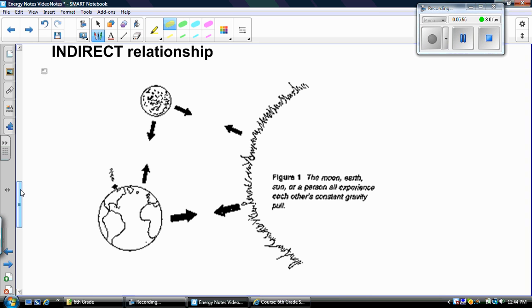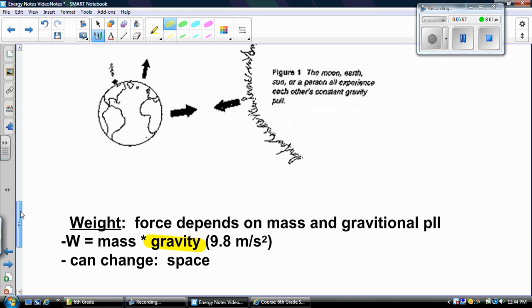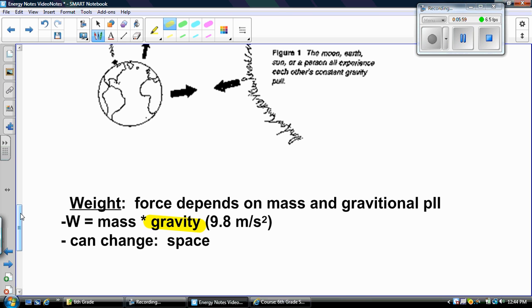So if we were to travel to the moon, we would still have the same amount of matter, the same mass, but our weight would change because on the moon the force of gravity is less. We would actually weigh less on the moon than we do on Earth because gravity changes. If we go to a planet like Jupiter, which is bigger than Earth, it's going to have a higher force of gravity, and we'd weigh more. So weight is considered a force.